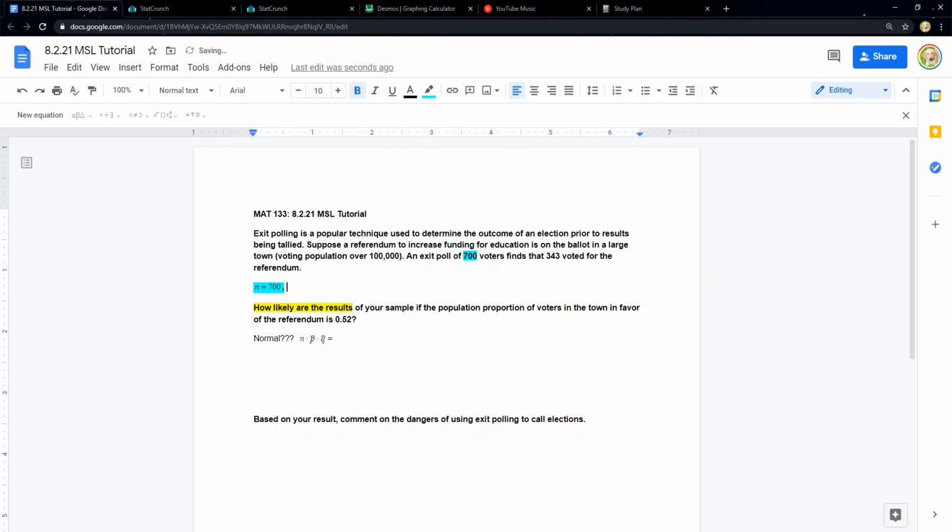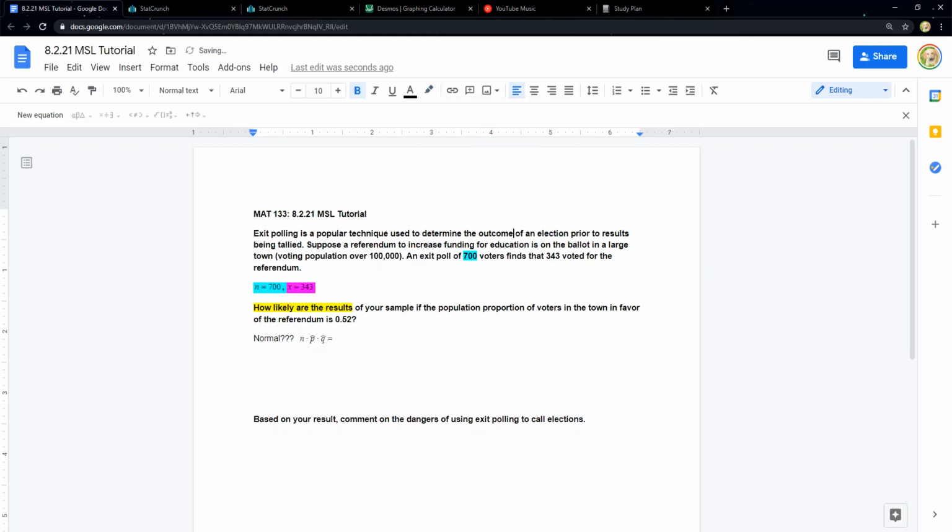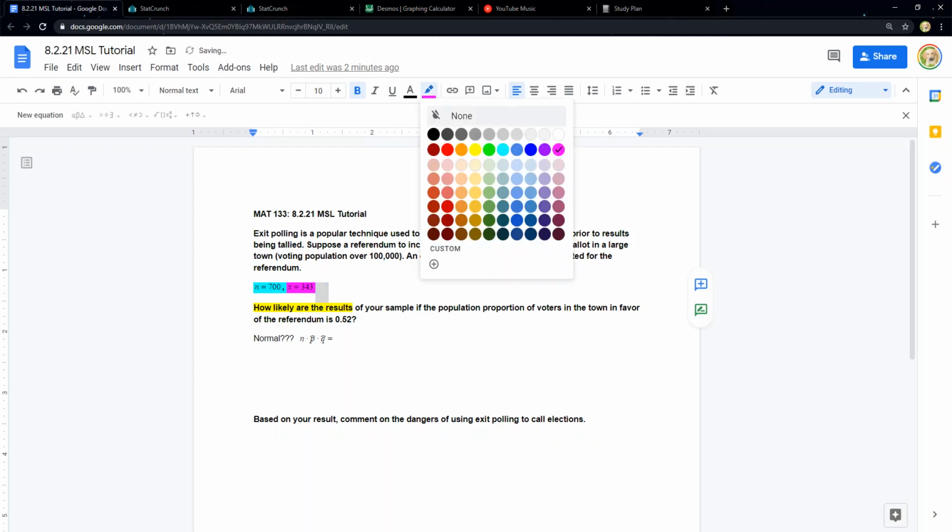All right, so then we also can tell that x is 343. It's the 343 that they gave us. So x equals 343. That is going to be in pink. There we go. So that's 343 right here. Okay, so then I can use that down here, because I can find p hat from that x and that n.